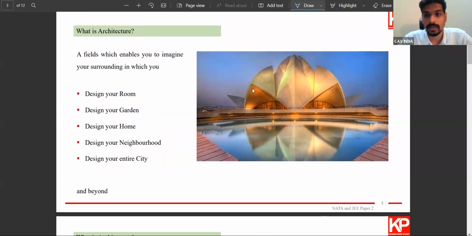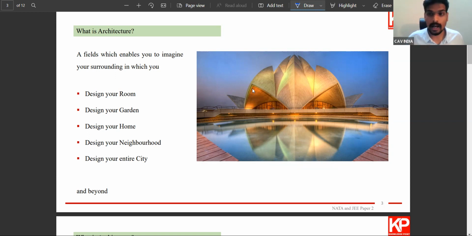I hope everyone in this session already knows, because when you join the session, you are most probably already inclined towards architecture, right? So architecture is not only about designing buildings. Many people say architecture is about designing buildings. No, it's not only about buildings. It can range from a small space like your room. That is known as interior design or interior architecture, which is designing small rooms. You can also design gardens. That's called landscape architecture.